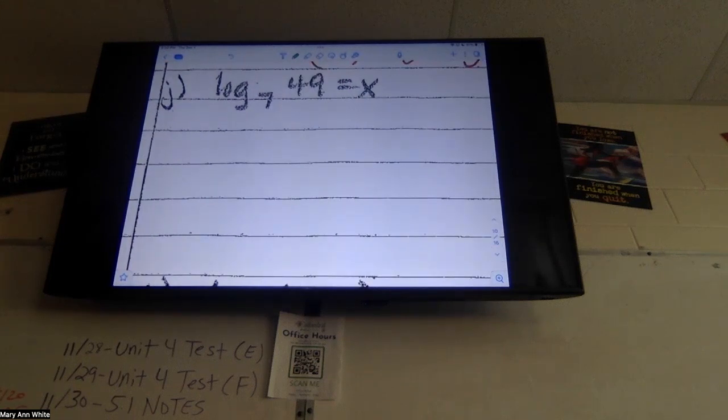Log base 7 of 49 equals x. Can you log roll that? Yeah, what would that be? Nope, log roll it for me. So 7 to the x equals 49. Good, 7 to the x equals 49.